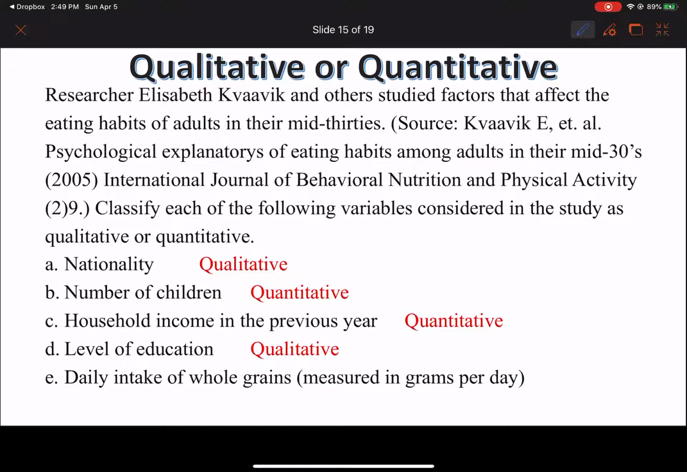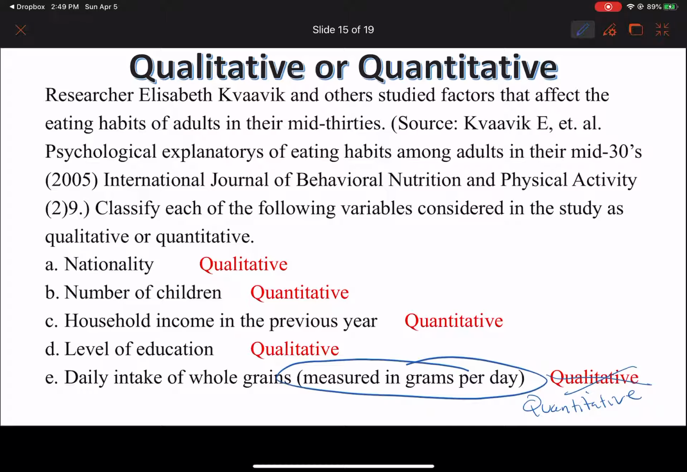Daily intake of whole grains measured in grams per day. I think I have the wrong answer on this one. It says qualitative. I am saying it is quantitative because it is measured in grams per day. Sorry, I have the wrong answer on there. Before I upload the PDF onto my Open Math, I will fix that one.